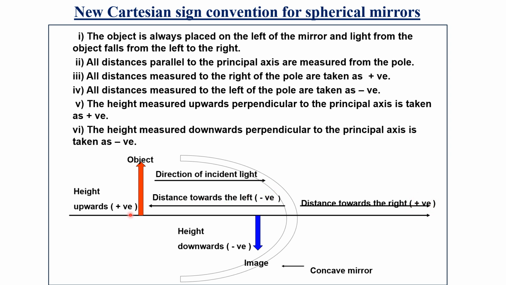So next is the height. The height measured upwards, perpendicular to the principal axis, is taken as positive, and likewise, the height measured downwards, perpendicular to the principal axis, is taken as negative. So these are all the conventions we have to keep in mind for a concave mirror.